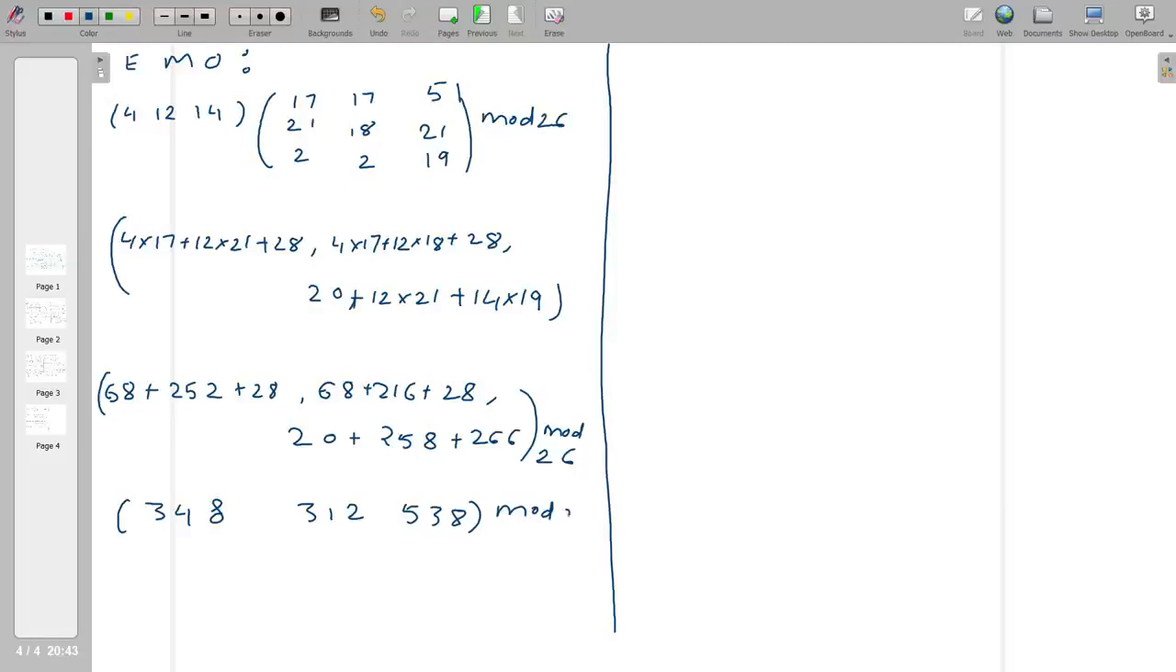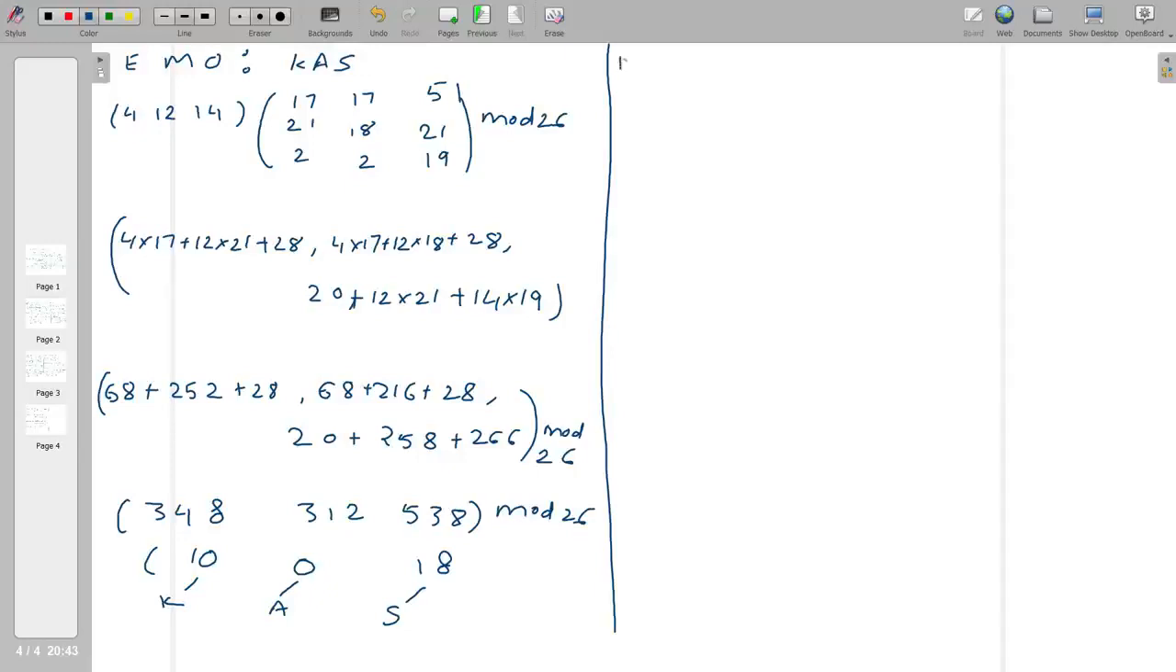So when we divide 346 with 26, the remainder is 10. When we divide 312 with 26, the remainder will be 0. When we divide 538 with 26, the remainder will be 18. So 10 is for K, 0 is for A, and 18 is for S. So EMO can be encrypted as KAS.